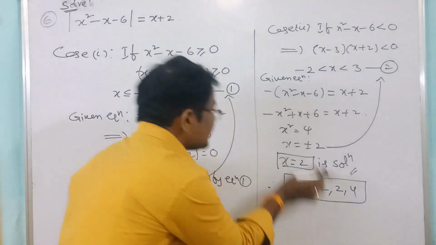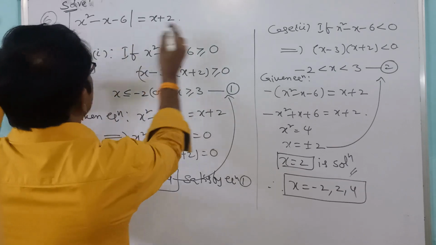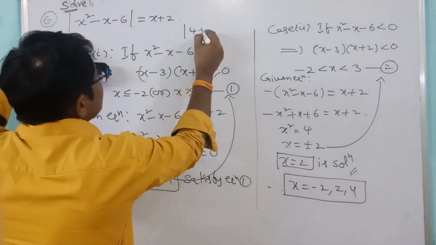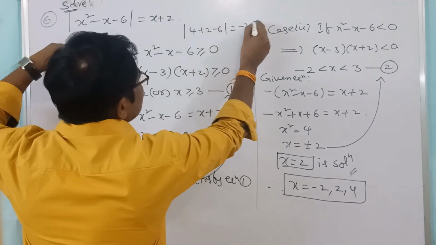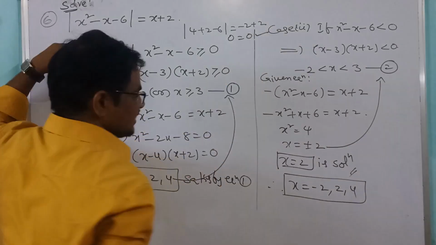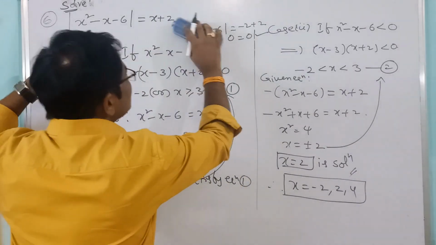Otherwise you can check x equal to minus 2. If you substitute in this given equation, minus 2 whole square, 4, minus of minus 2 minus 6 equal to minus 2 plus 2. So 6 minus 6 is 0, equal to 0, satisfied. Next take x equal to 2 also.